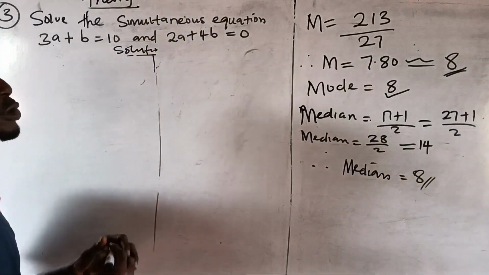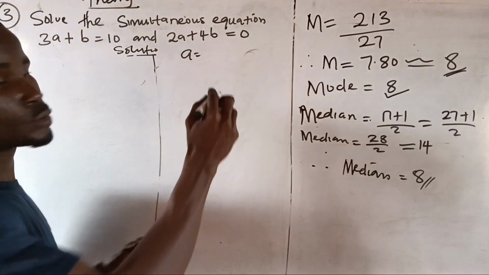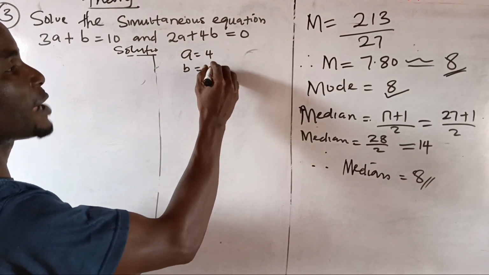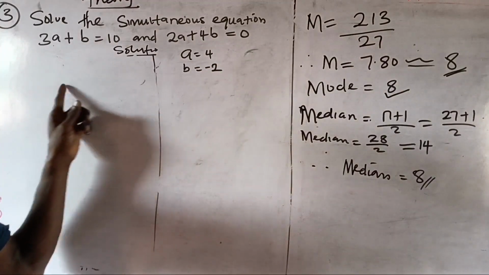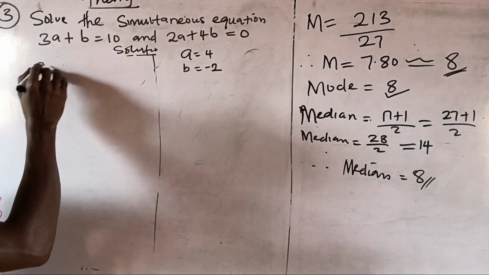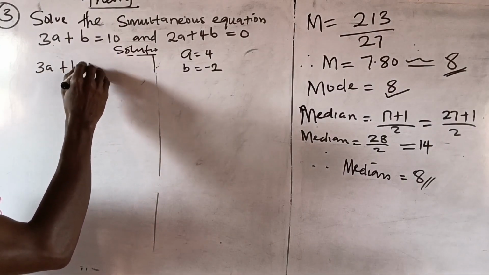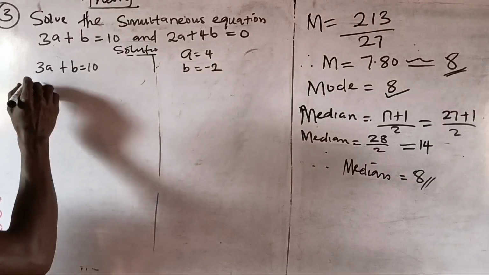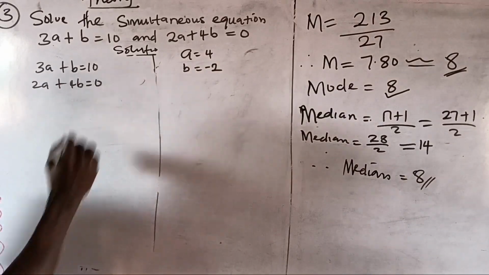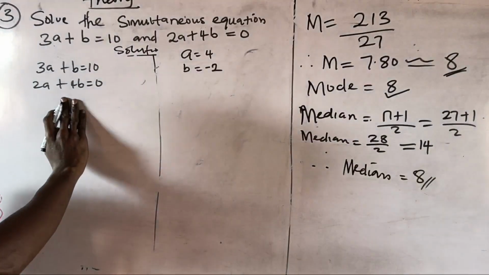In using the substitution method, I got my A to be 4 and B to be minus 2. So I'm going to use the elimination method here. So we have 3A plus B equals 10 and 2A plus 4B equals 0. So I want to use the elimination method in this place.